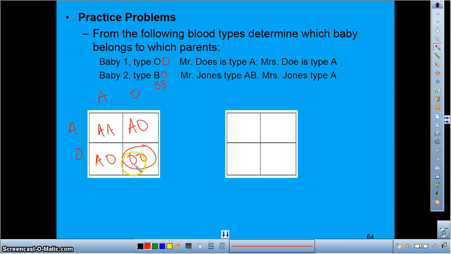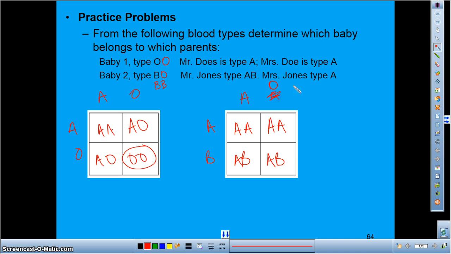What about Mr. Jones? Mr. Jones is type AB, so we know what his genotype is. And Mrs. Jones is type A, so she's either type A, or this could be an O. In either case, can that individual have a child that's type B? Well, in this situation, we have AA, AB, AA, AB. So if the mom is homozygous A, then no, she couldn't.